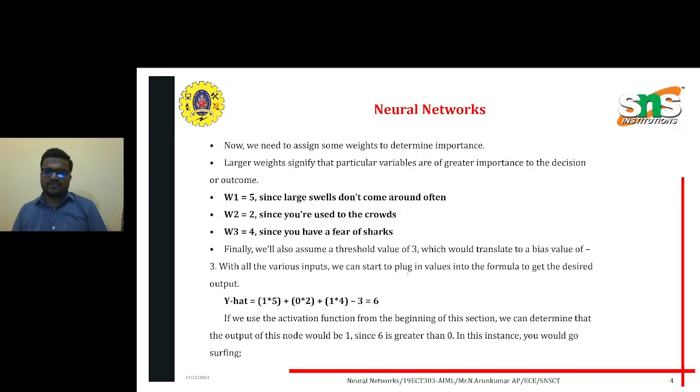So let us consider the weight values. Let us consider w1 equal to 5, w2 equal to 2, and w3 equal to 4. If you are adding these w1, w2, w3 along with the input signals x1, x2, x3, then the output becomes y equal to 1 into 5, 0 into 2, 1 into 4, because x1 is 1, x2 equal to 0, x3 equal to 1. Then the bias value is -3. So after calculating all the values, we will get the answer 6. So it is greater than 0, so automatically the value will be executed based on the information f of x.